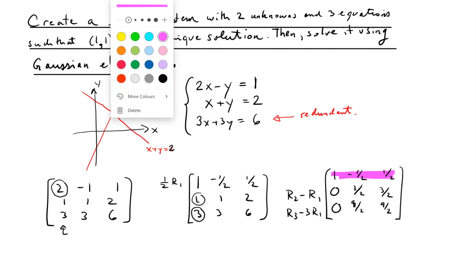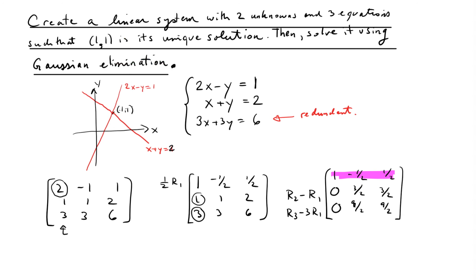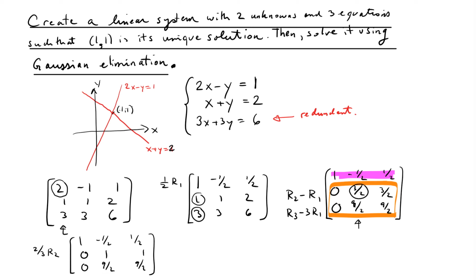Okay, next step is I essentially cover up this row, move on and look at the remaining sub-matrix, which is this. That's the remaining sub-matrix here. And I reapply the algorithm. So I look at the leftmost non-zero column, which is this, and I'm going to put a 1 here. So to do this, I do 2/3 of row 2. So I just recopy row 1 and recopy row 3 like this. Then my next step is to put a 0 here. So how do I do that? I do row 3 minus 9 half row 2.